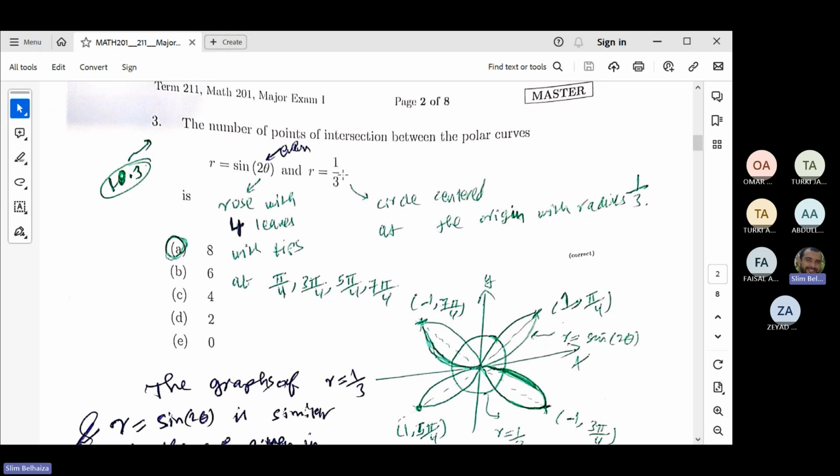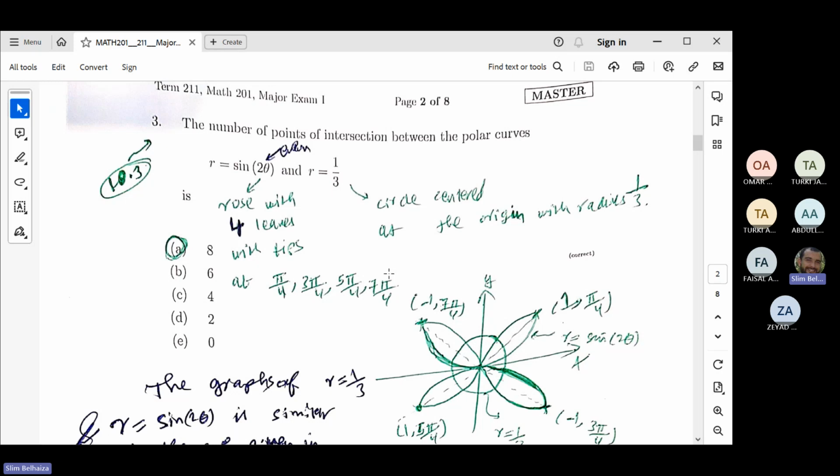Of course, when r is a constant, we know it's a circle. This is what we will have. Now, the second curve is r equals sine 2 theta, and here we'll have a 4 leaved rose. So you can imagine the 4 leaved rose, and of course we expect to have how many? 2 times 4 intersection points. You can even get them exactly if you wish, but I think it's a very trivial question.